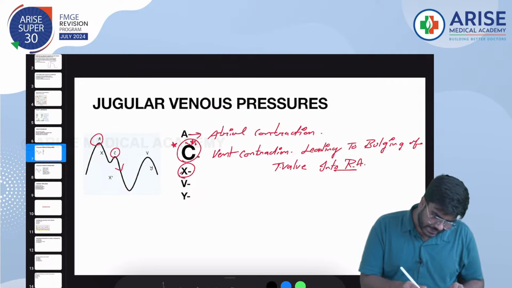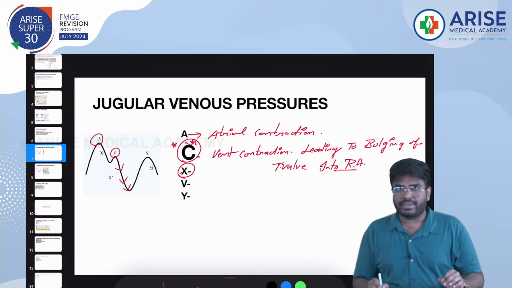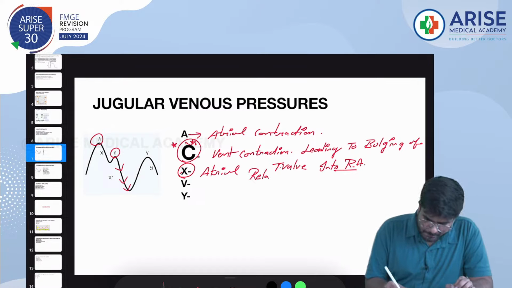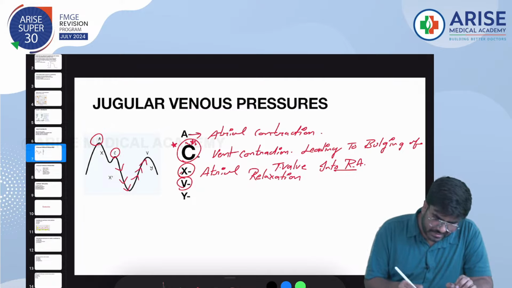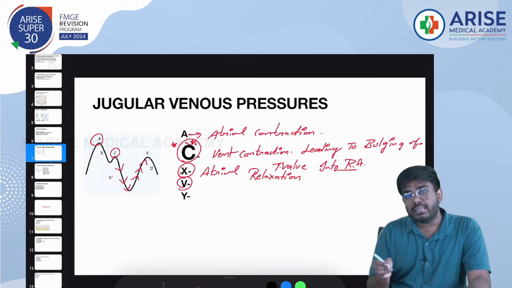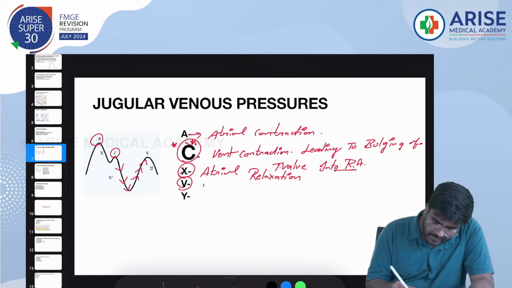The X wave, see X wave here, it's a negative wave. The pressure is decreasing. The X wave is seen during atrial relaxation. The V wave, see again the pressure is increasing. When the pressure in the internal jugular vein increases, the V wave is seen during the phase of V for venous filling of the atria. Okay, venous filling.